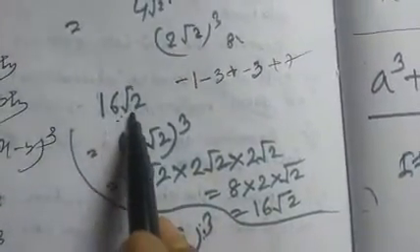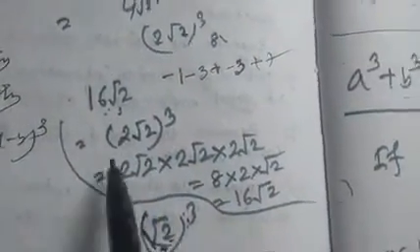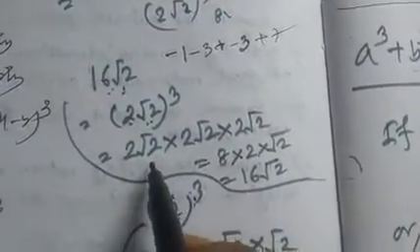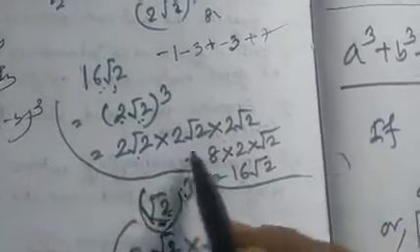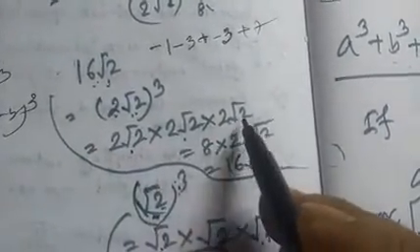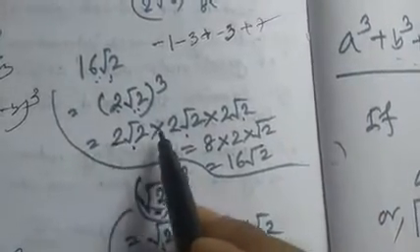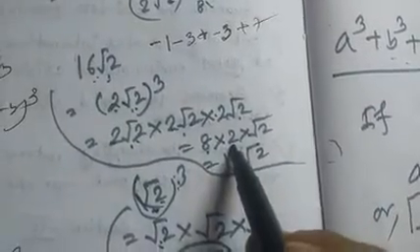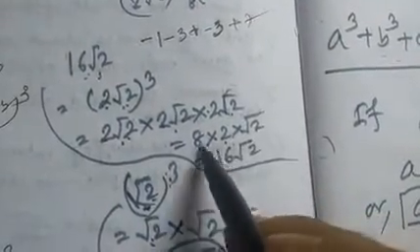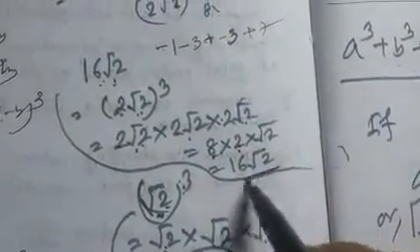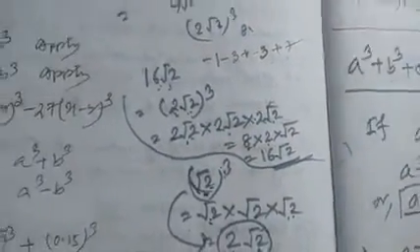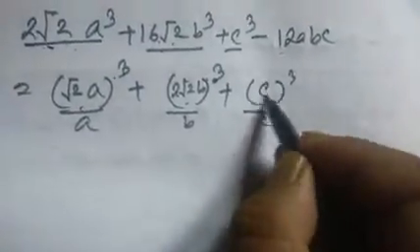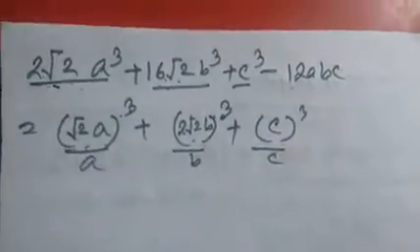Similarly, to get 16 root 2, what do we need to do? If we do 2 root 2 whole cube, we need to multiply 2 root 2 three times, that is 2 root 2 into 2 root 2 into 2 root 2. You see, 2 into 2 is 4, 4 into 2 is 8. As you know, root 2 into root 2 becomes 2. So one more root 2 is left, that is 8 into 2 is 16, 16 root 2. So for getting 16 root 2, you have to write 2 root 2 whole cube. And c cube is alone. So we have got a, b and c.